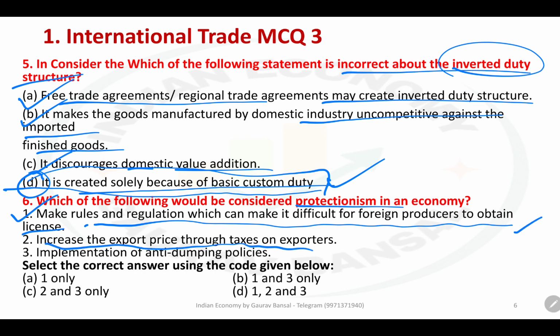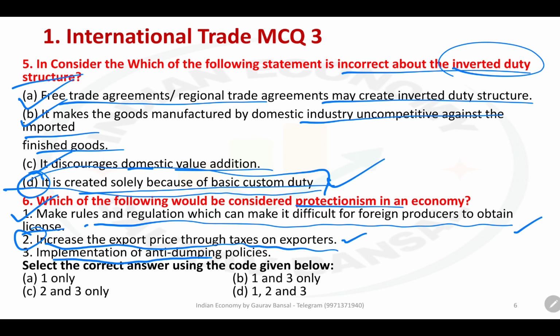Increasing the export price through taxes on exporters. That is incorrect. Here you are not protecting your economy. Here basically you are preventing products from being exported. So that is not called protection, because you are not raising a barrier for foreigners. You are raising a barrier for your own people. So that we do not consider under protectionism.